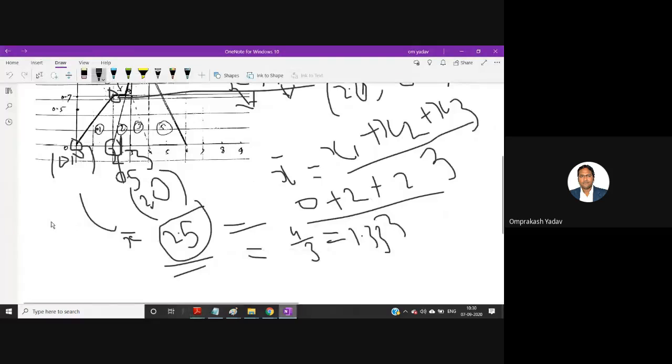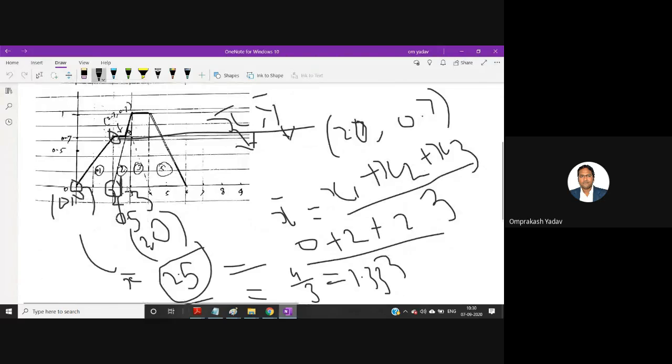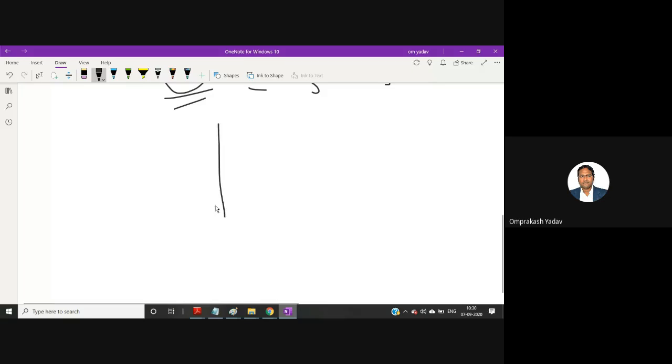Can you repeat the X bar part? This X bar, how to determine? This is the centroid for this particular rectangle, and it's from the origin. This is the origin 0, and the first point is 1, then 2. Let me mark here, it will be more clear. So this is 0, 1, 2, and this is 3.